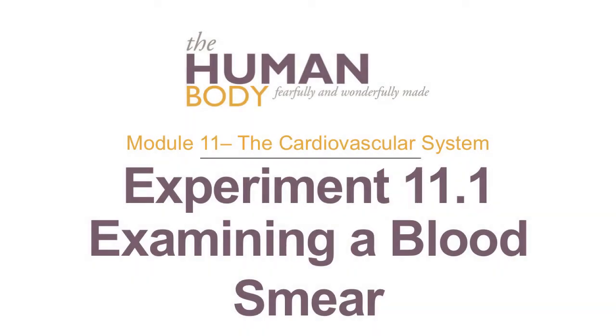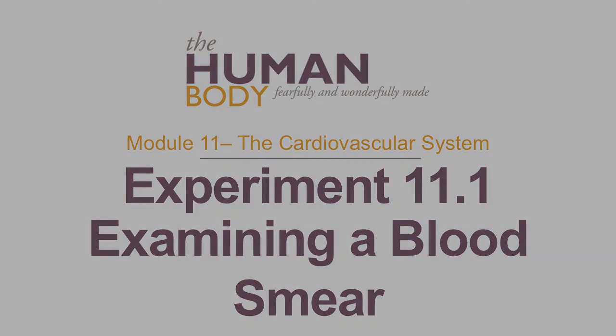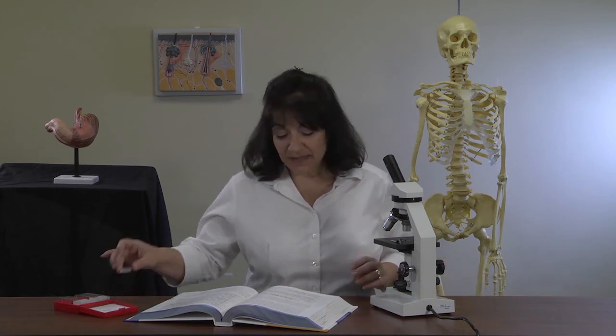Module 11, the cardiovascular system. Experiment 11.1, examining a blood smear. We're going to take a closer look at blood cells by observing a blood smear, which is a prepared slide. So we're going to go ahead and take our slide and put that under the microscope at 40 power magnification.